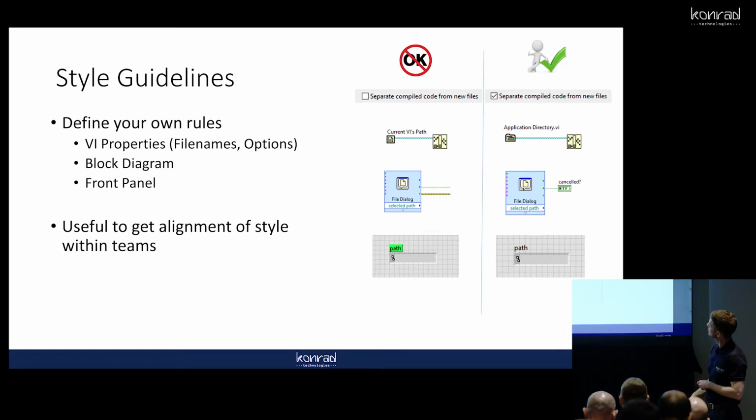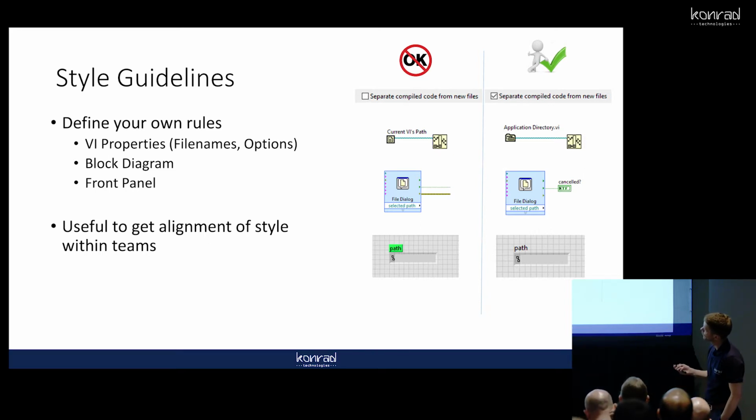Things like separating source code from compiled code. So you're using source code control, and you've got one guy on your team who doesn't have that option ticked. So every time he changes one VI, that change propagates through his whole hierarchy, and you see 50 VIs have changed in source code control. Right? That's not helpful. So a style guide doesn't only include how you write your code, but also how you have your LabVIEW environment configured.